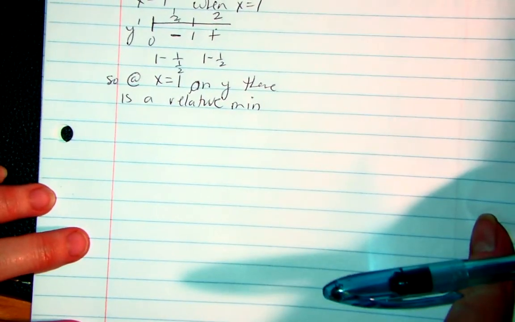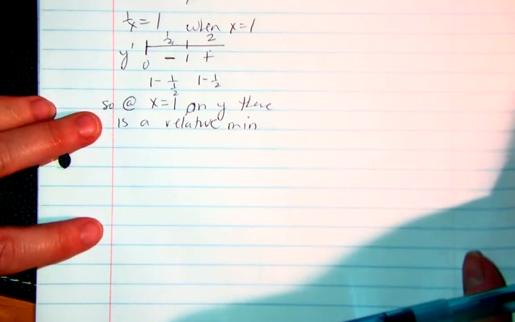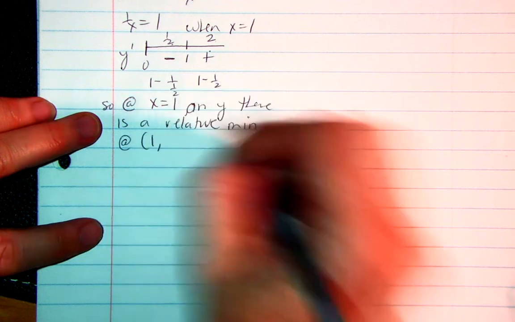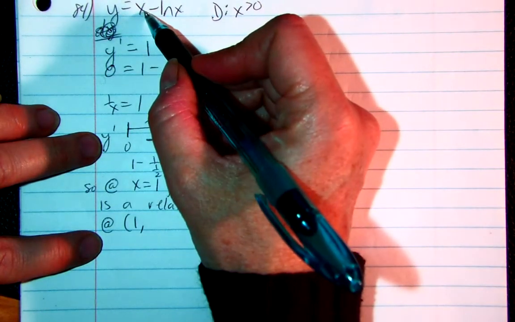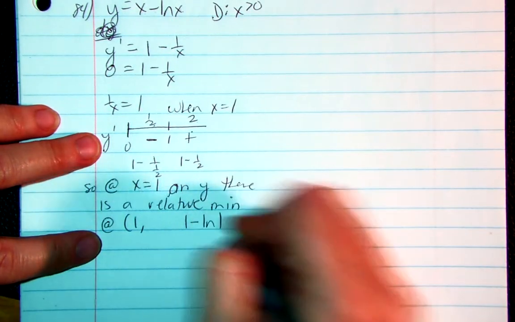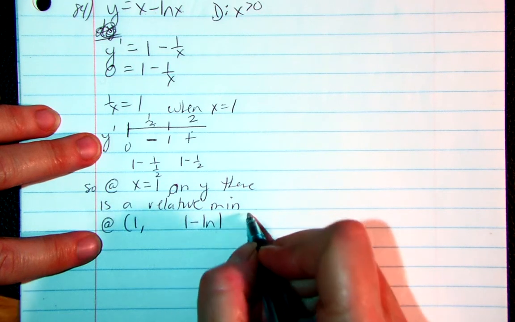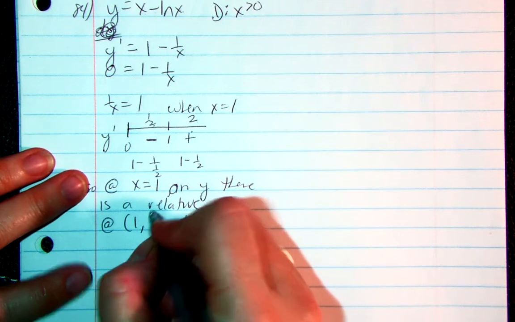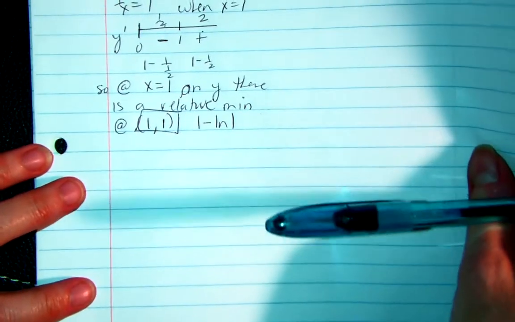And let's go ahead and find that complete point, not just at what x value. So how do I find that ordered pair? Well, I know the x value is 1. How do I get the y? I just put it back in the original equation. 1 minus natural log of 1. And e to what power is 1? That's 0. So 1 minus 0. And so that happens to be at (1, 1). That's where I have a relative min.